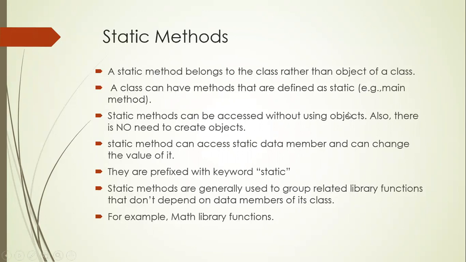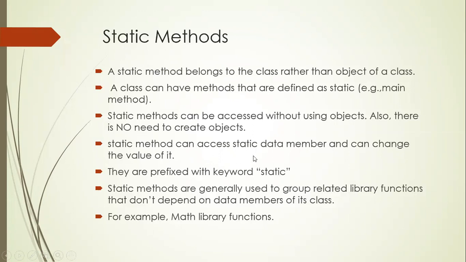So a class can have methods that are defined as static. An example is the main method, public static void main. So we use static there. Without even creating the object, the main method is called. You need to think about it once. For every method in a class, if you want to access it, you require an object. But if you use static, you have no need of creating any object. You can call it directly. So static methods can be accessed without using objects.